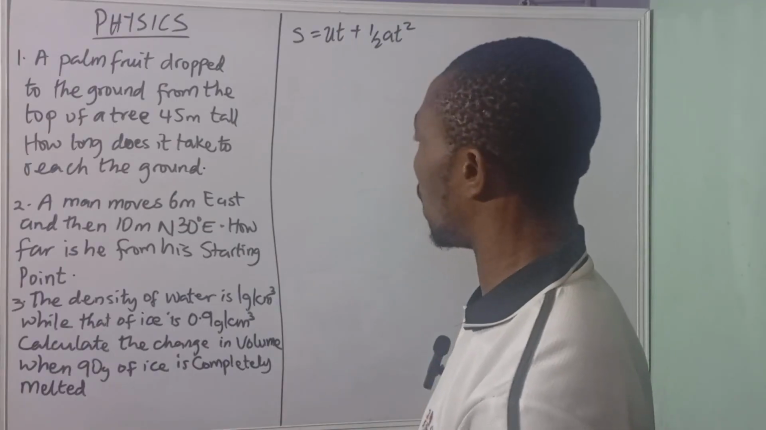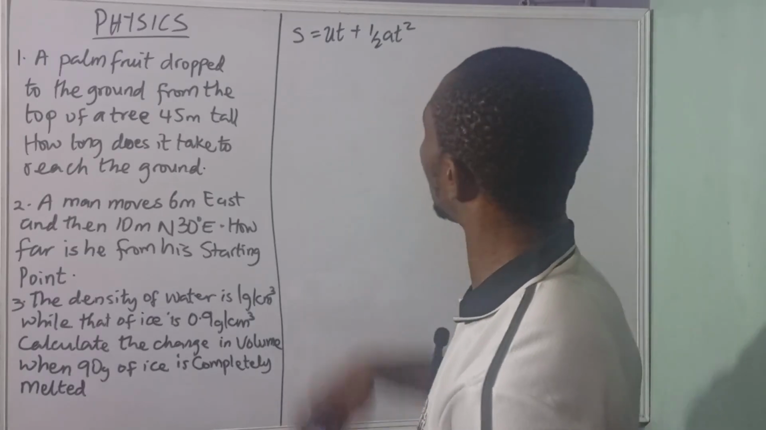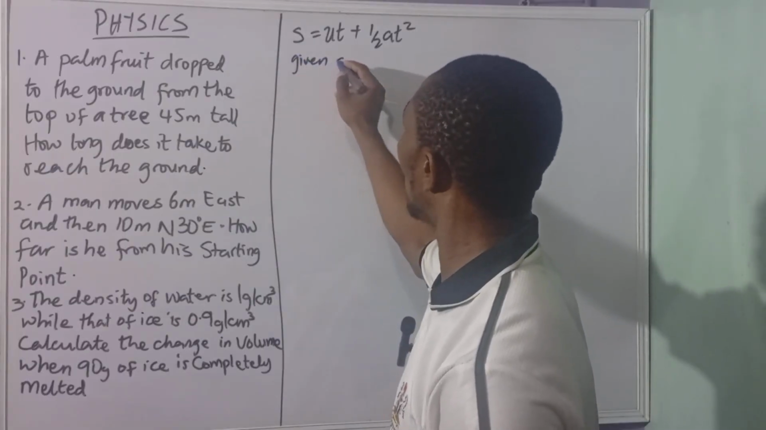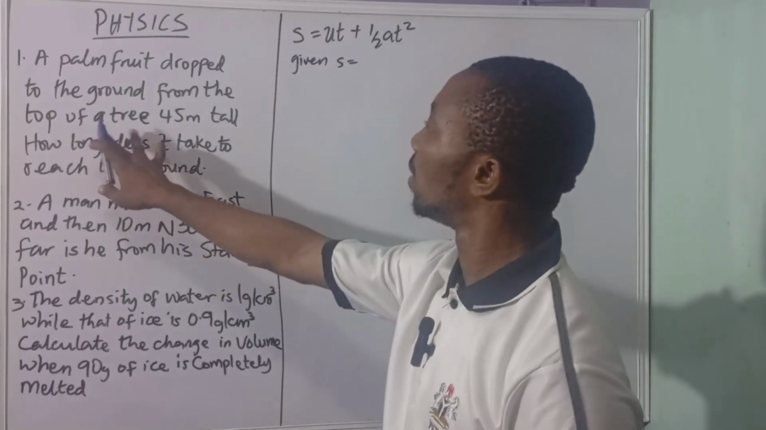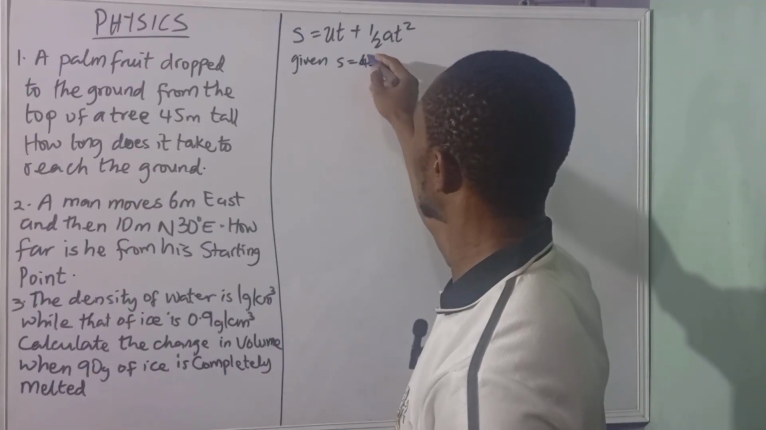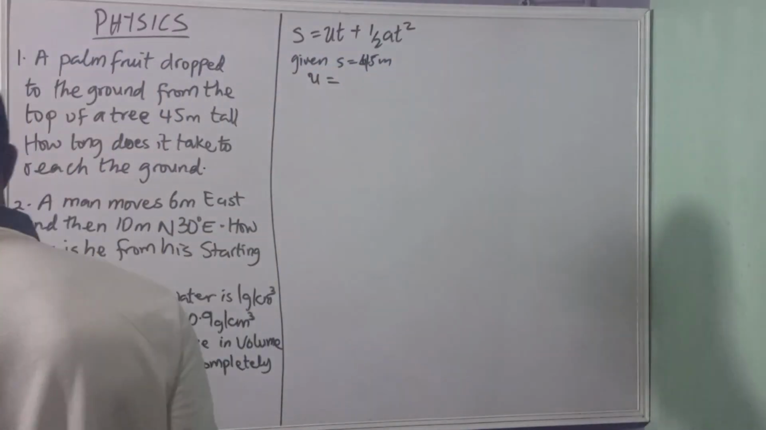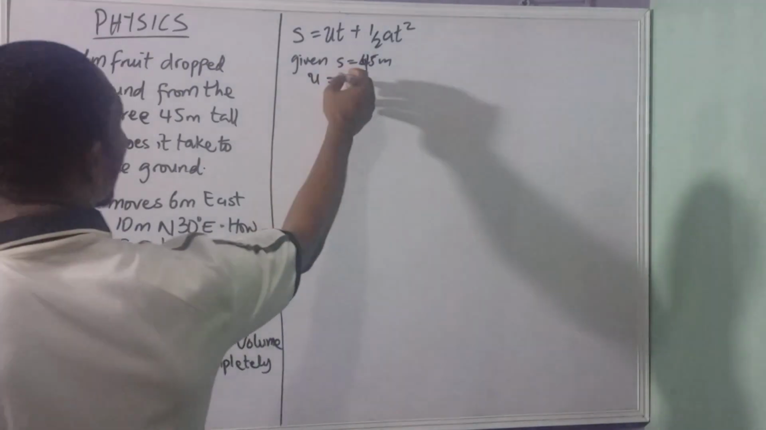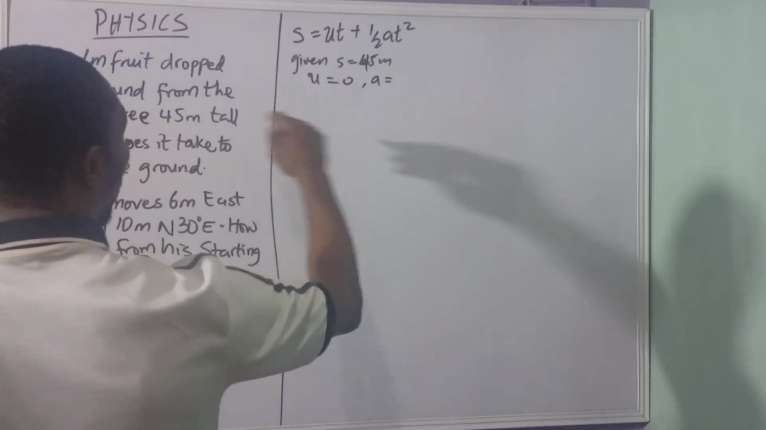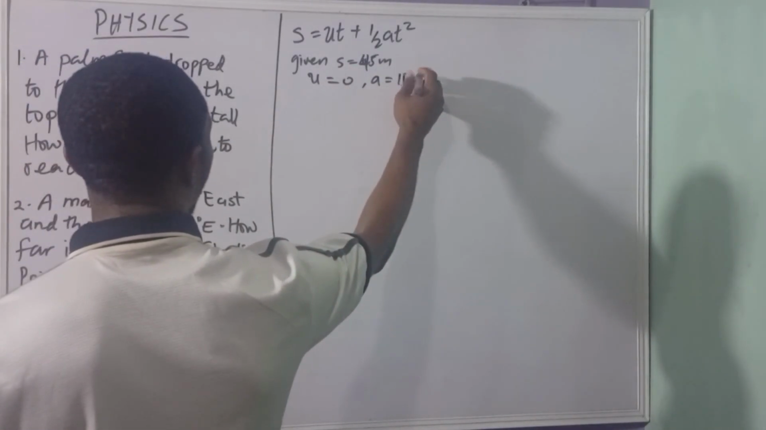So from here, we can now calculate our T. Given S, which is the height of the tree, 45 meters. And U, the initial velocity, since it was at rest, would be 0. Then A, acceleration due to gravity, is 10. That's always constant, 9.8 or 10.